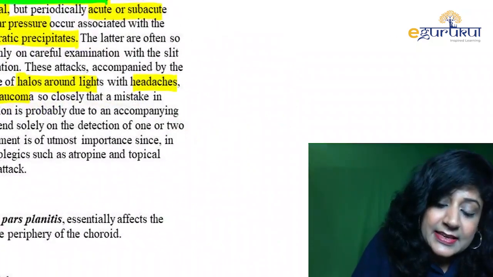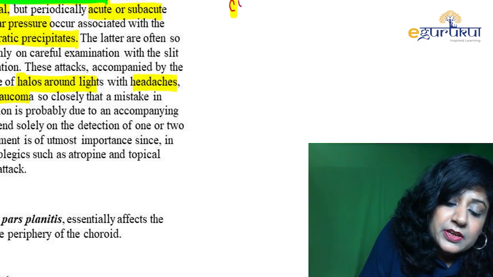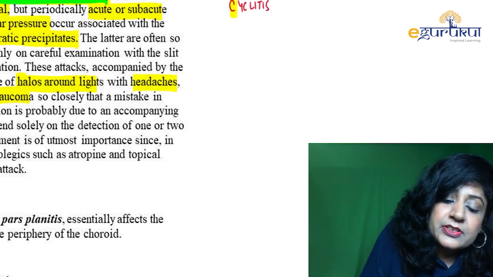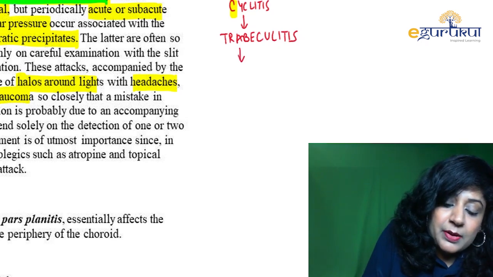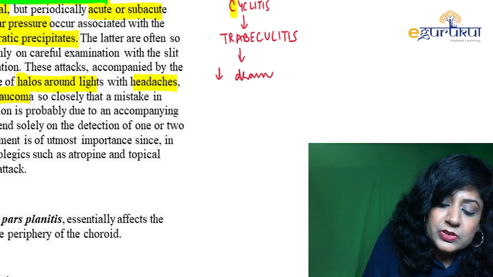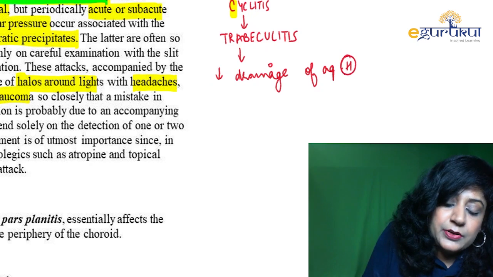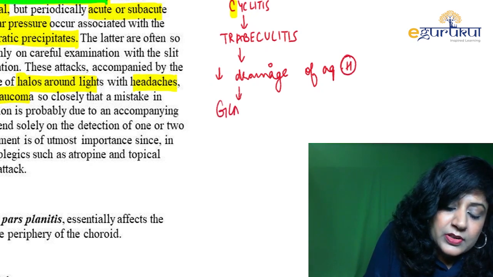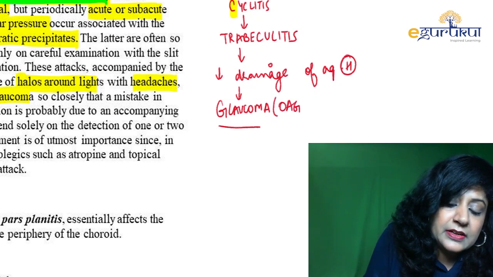So I can easily say that there was cyclitis first. This cyclitis was leading to trabeculitis, inflammation in the trabecular meshwork, and due to this trabeculitis there was a decrease in the drainage of the aqueous humor, and due to this there was glaucoma. So that was certainly not an angle closure glaucoma, it is actually an open angle glaucoma.